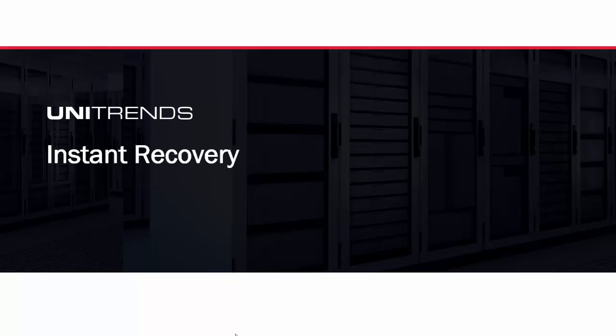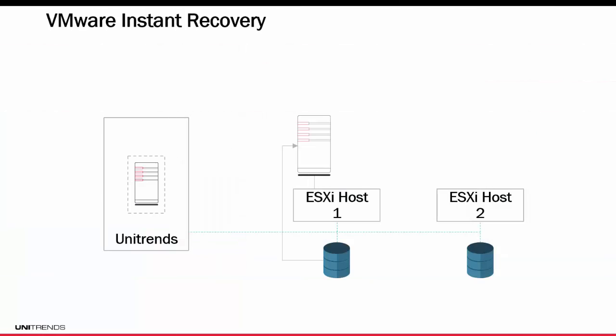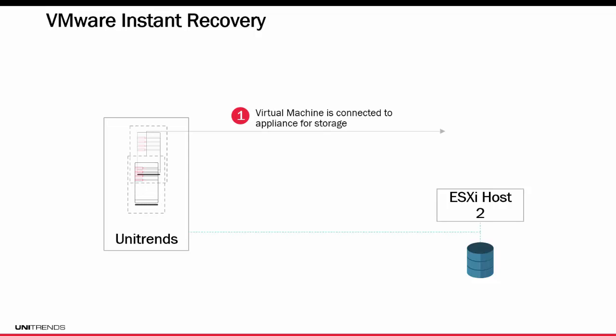So we've shown a lot of ways to be able to recover information and even servers. But what if RTO is really important and you need downtime to be as short as possible? Unitrends can help you get back up and running utilizing instant recovery technology. For VMware instant recovery, let's assume that the host fails and we need to get that virtual machine back up and running. What Unitrends can do is spin up the virtual machine from a snapshot utilizing another host. So in this instance, Unitrends attaches to that ESXi host 2 as the storage, which means that VM can be back up and running in less than 5 minutes, but on that tier 2 storage.